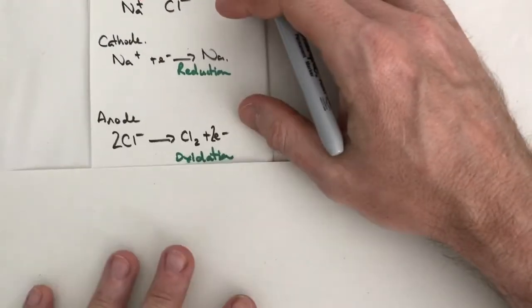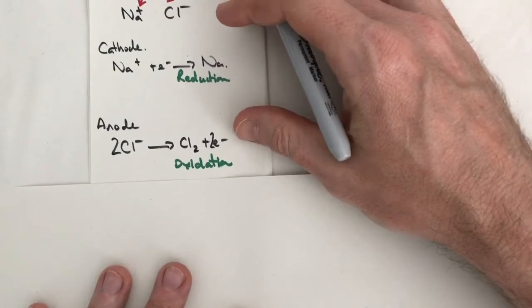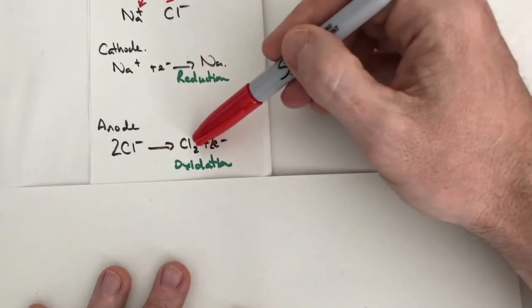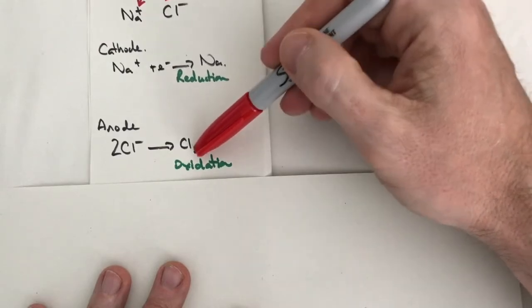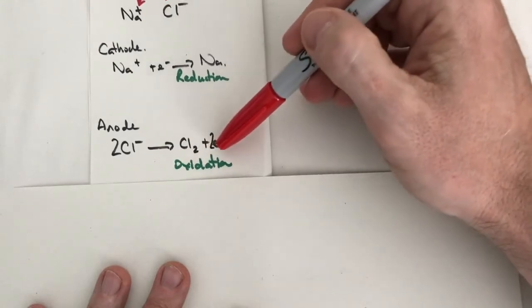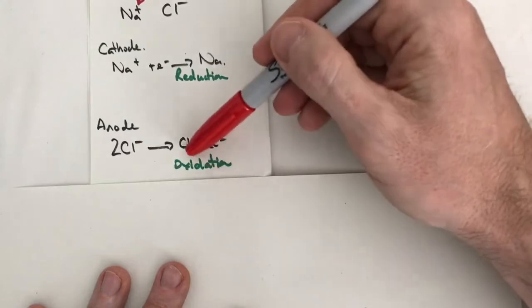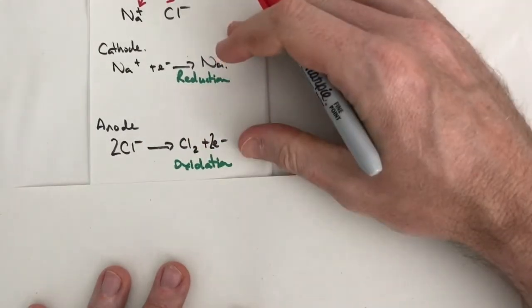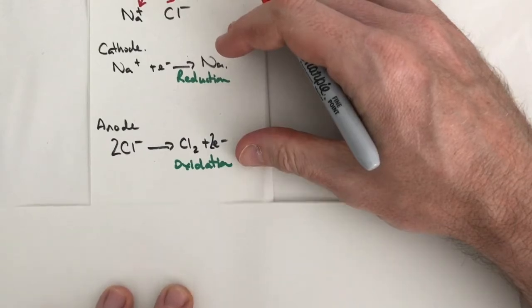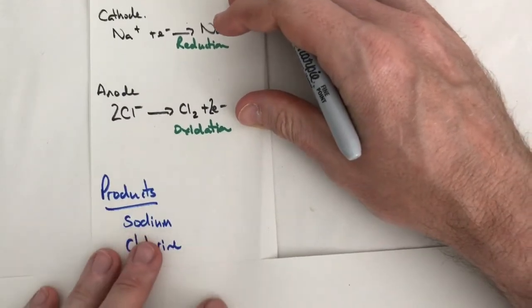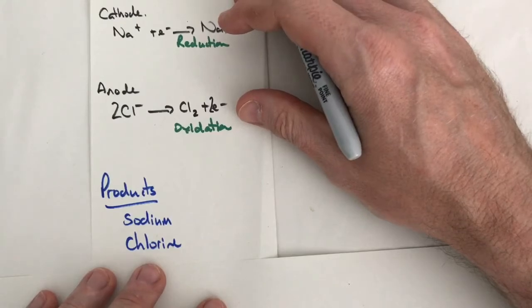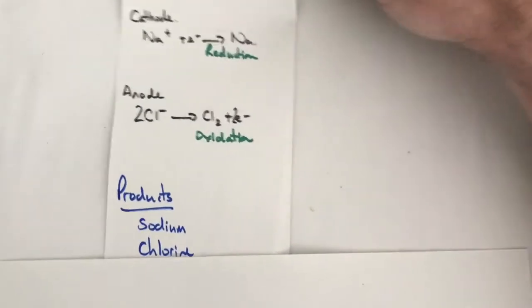At the anode, what will happen here is my chloride ion will get there. We're going to lose the electron to form chlorine. Notice chlorine is diatomic, therefore I need two electrons and I need two ions. And because this is losing electrons to form chlorine, this is an example of oxidation. So the products in this reaction are going to be sodium at the cathode and I'm going to get chlorine at the anode.